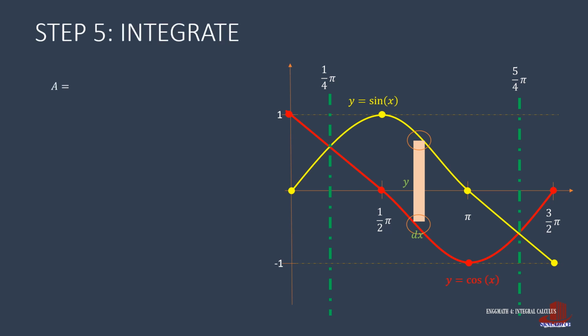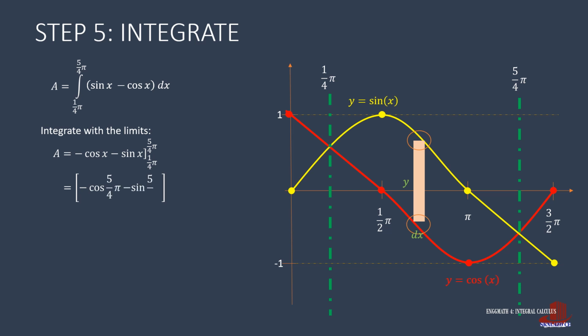With the formula already identified, move on to integration. The integral of sine of x is negative cosine of x, and the integral of cosine of x is sine of x. Plug in the upper and lower limits from 5/4 of pi to 1/4 of pi.